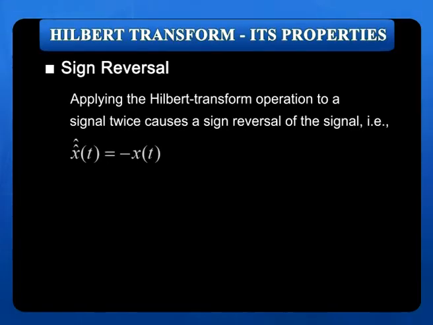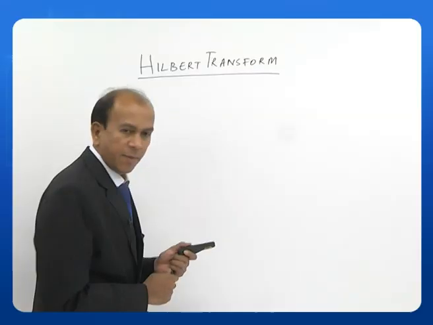Another property is sign reversal. Applying the Hilbert transform operation to a signal twice causes a sign reversal of the signal. That is, x cap cap of t will give me minus x of t. The proof is here. Okay, the proof is like this.